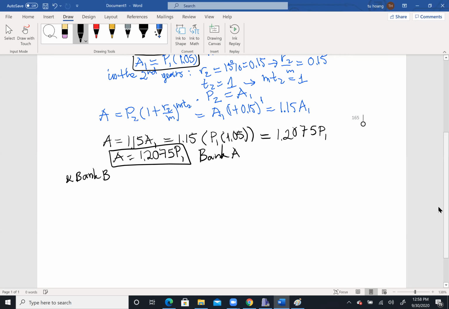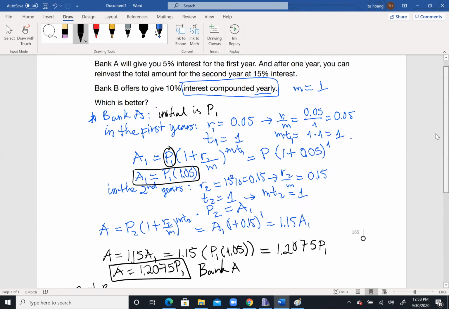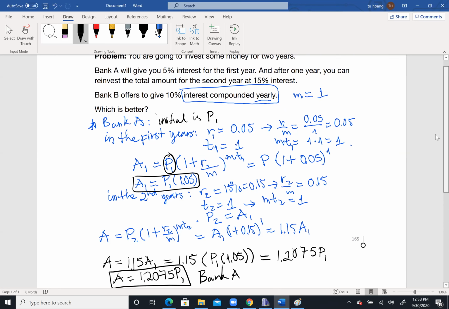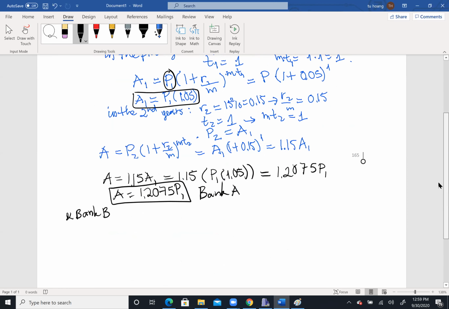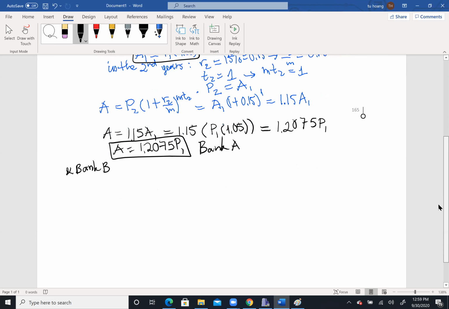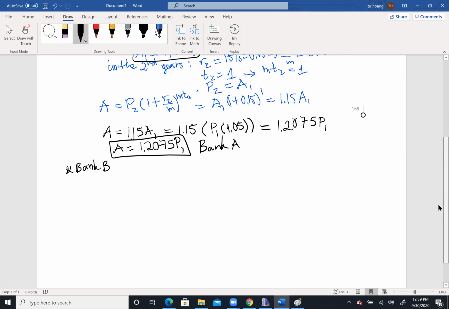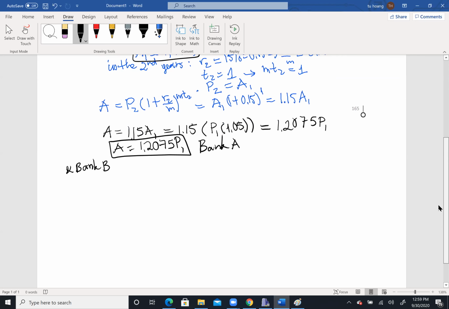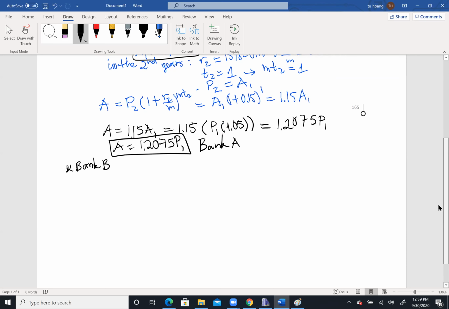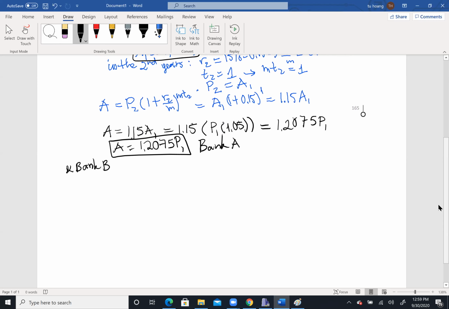Okay, for bank B, you know that it's offered 10% interest compound yearly. Okay, so compound yearly, I forgot that. It's actually meaning that... no, but in this case it's different. Okay, good. Compound yearly for this one is different.